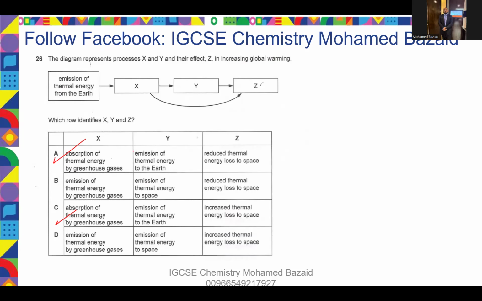Finally, if you check letter Z, it says reduced thermal energy loss to space, or increased thermal energy loss to space. Of course, greenhouse gases reduce thermal energy lost to space. And this is a problem, because the greenhouse gases absorb energy and reduce thermal energy going to space. This is called global warming around the Earth. So the answer is letter A. In 26, the answer is letter A.